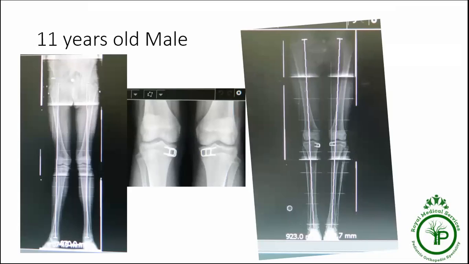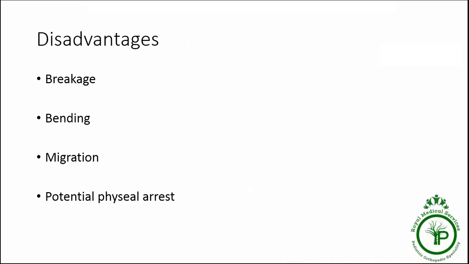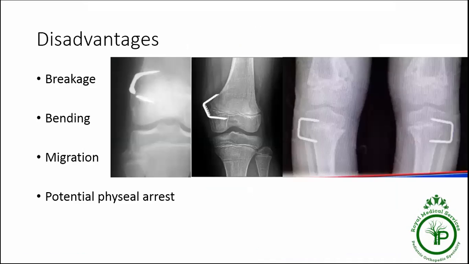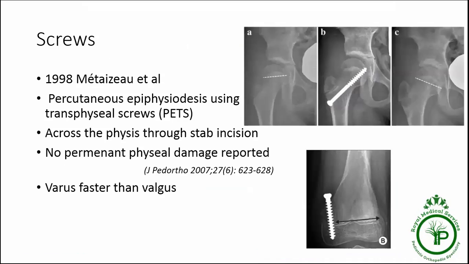This is an example of an 11-year-old child with bilateral genu valgum according to the mechanical axis, which was more evident even clinically. Staples were placed medially, and after a while, this is the X-ray of correction, and then removal was done for these staples. So what are the disadvantages of staples? Of course, it may break, it may bend, there may be some sort of migration, and there is a potential for physeal arrest.